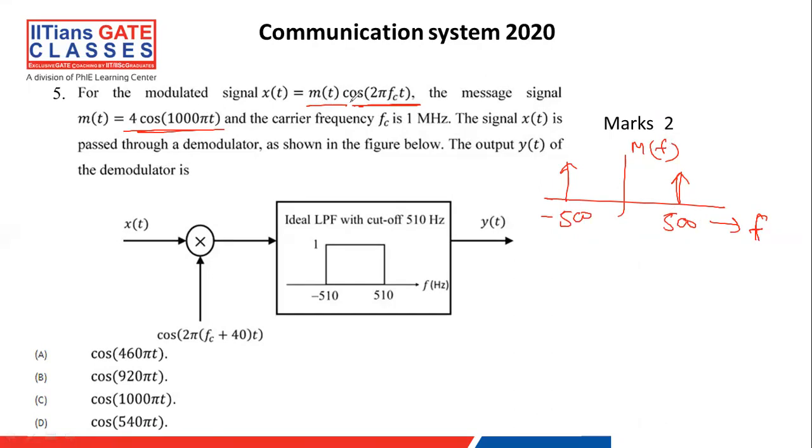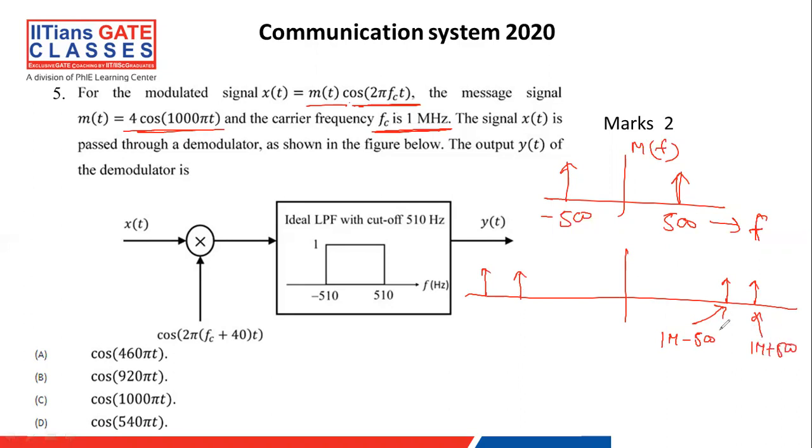After that, I'm multiplying it with cos 2πfct, where fc is 1 megahertz. After multiplication, both impulses will shift left and right by 1 megahertz. So 2 impulses here and 2 impulses here. This is 1 megahertz minus 500. This is 1 megahertz plus 500. This is minus 1 megahertz minus 500. This is minus 1 megahertz plus 500. Okay, this is after the modulation, that is x(t).